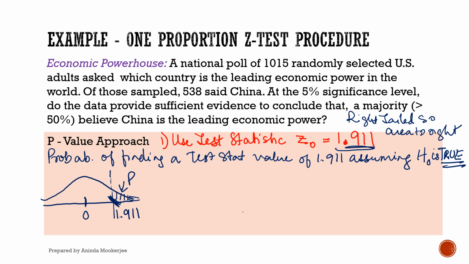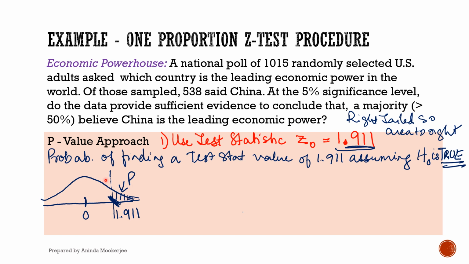So to find the area to the right, you first have to find the area to the left and then subtract that area from 1 to get the area to the right, and therefore find the p-value in this case. Again, because this is a right tail test. If it was a left tail test, it would be the area to the left of wherever your test statistic was. In a left tail test, your test statistic value would be to the left of 0.